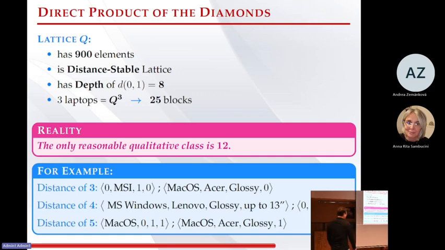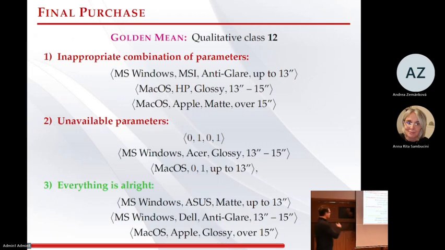Yeah. And for example, these are laptops with distance 3, 0, 1, no, we cannot use it. Laptops with distance 5, again, 0 and 1, no, these are unusable parameters. And only laptops with distance 4 exist, but not all. There are laptops like this, but this is not a real laptop. Okay. Yeah. So you choose 3 laptops with distance 4. So this is a trivial example.